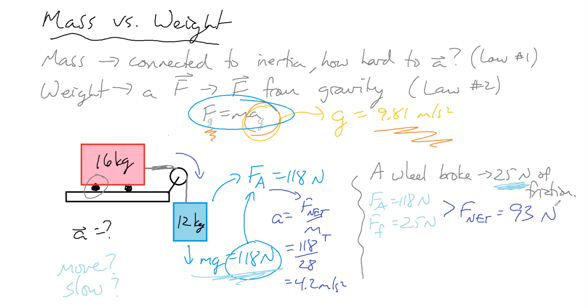Okay, so now my net force is only 93 because I got to subtract that friction. Well, now the rest is very similar to before. Acceleration is net force divided by mass. So this time I'll use the 93. Total mass has not changed. That's still 28. So I'll take that 93 and divide it by the 28, and I get around 3.3 meters per second squared. Okay, and that's how it pieces together.